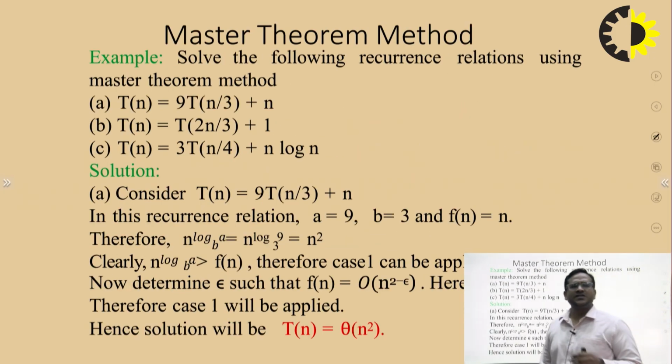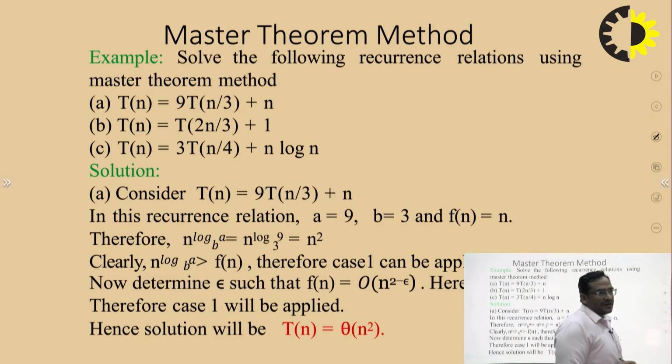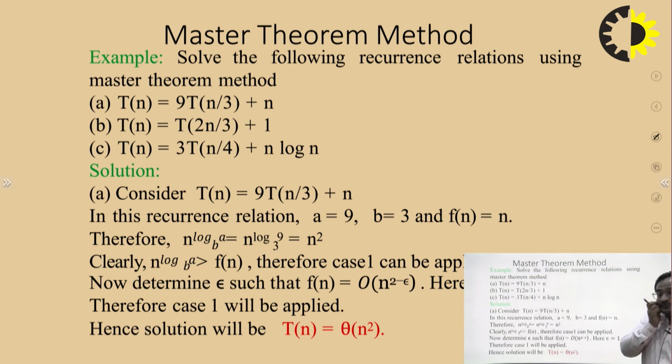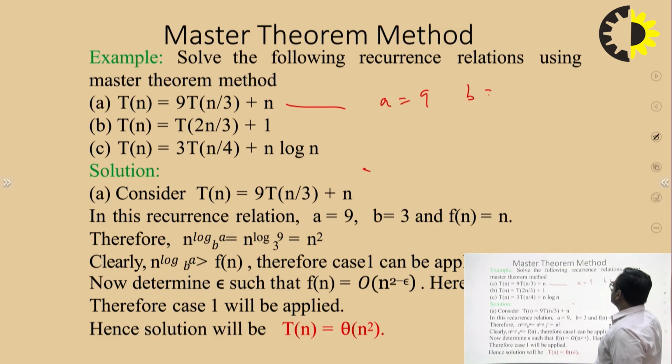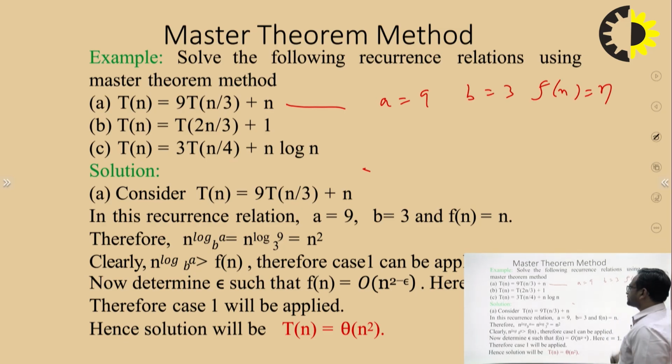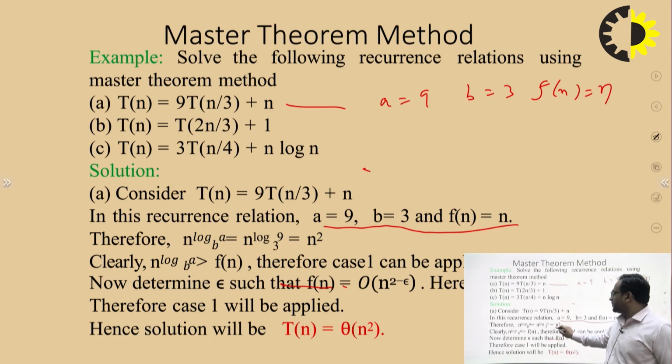We'll check some examples. Here you can see there are three examples. First is T(n) = 9T(n/3) + n. In this example, the value of a is 9, b is 3, and f(n) is n. What is the value of n^(log base b of a)? That is n^2, right?